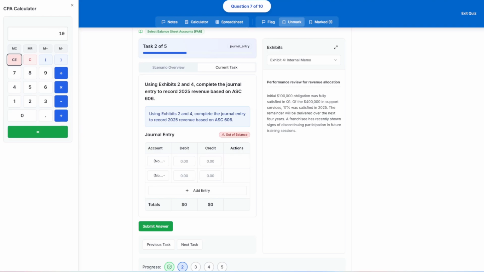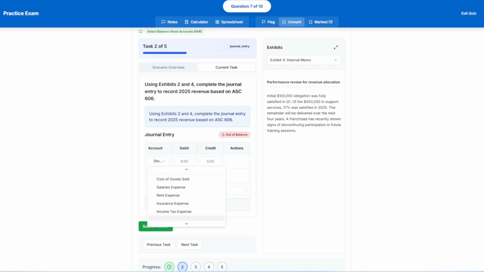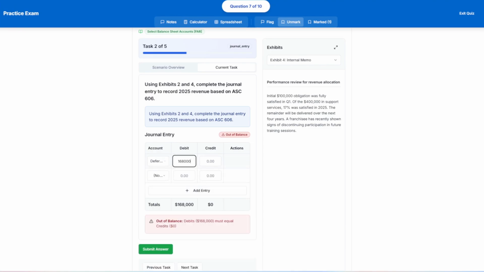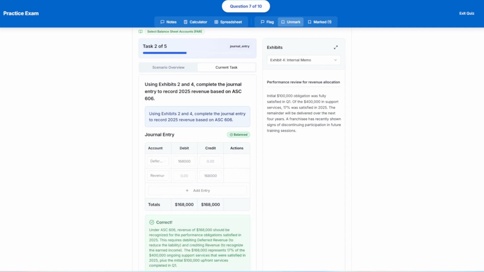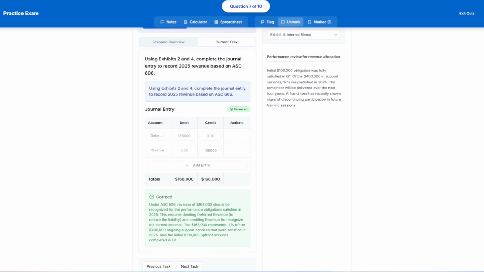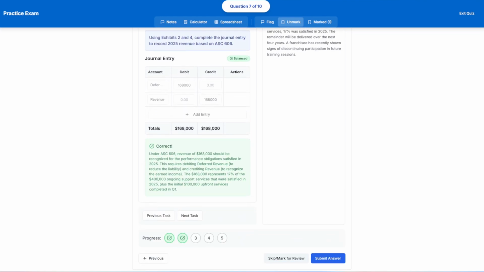Add that to the $100,000 setup fee and total recognized revenue for the year is $168,000. Now let's record it. Debit deferred revenue for $168,000 and credit revenue for $168,000. This reflects delivery of performance obligations during the year. You didn't earn everything, but you did earn part of it. And ASC 606 requires you to recognize that portion now.